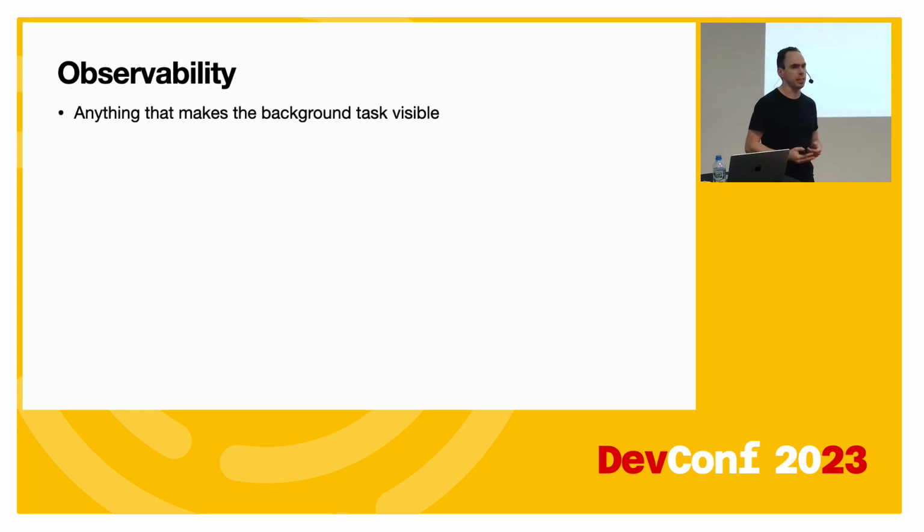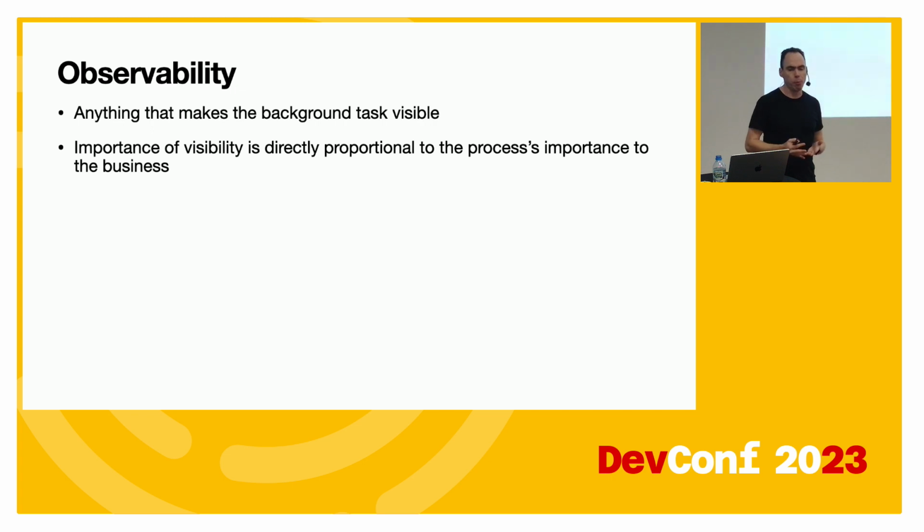Anything that makes the background task visible, whether you're logging to Application Insights or something like Datadog, logging to a text file, or showing some stakeholder or person who owns something related to that process that, hey, the process worked, or hey, the process didn't work. Some way of having a check and balance to make sure that the process ran. And the importance of visibility is directly proportional to the process's importance to the business. Recently, we had a situation where we had an hourly batch job that would run and import payments for a payment processor.